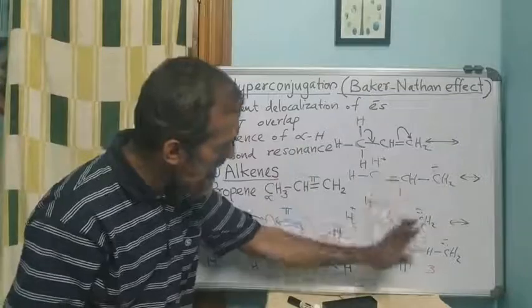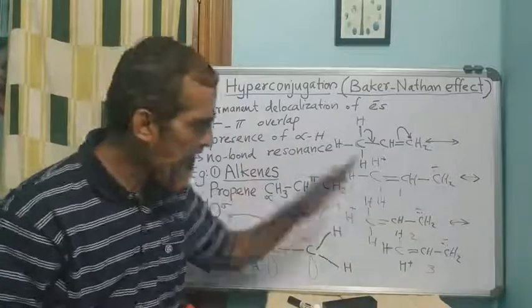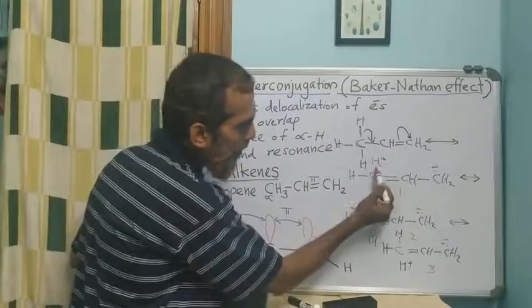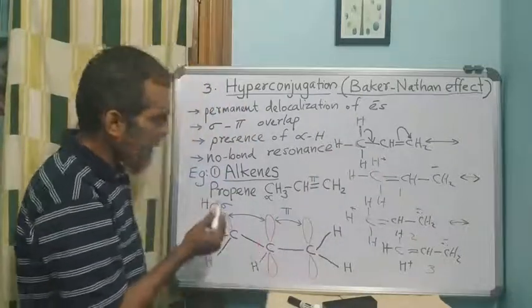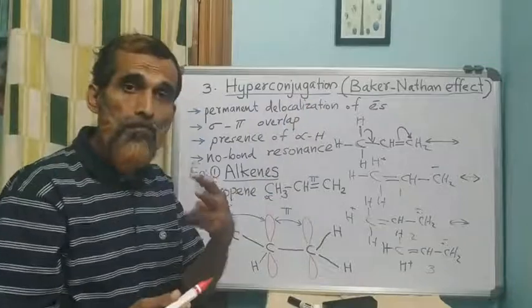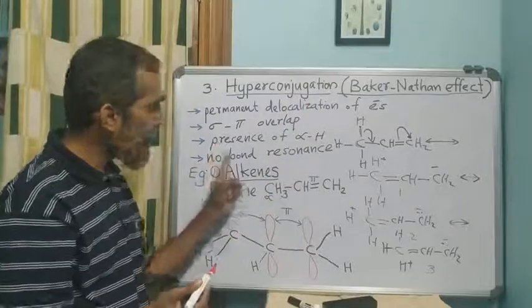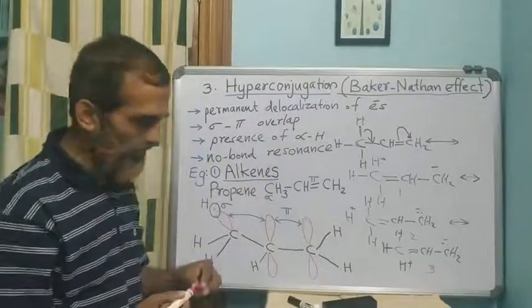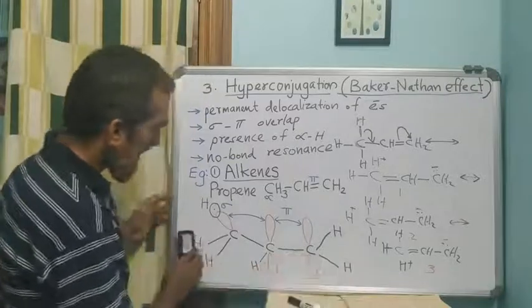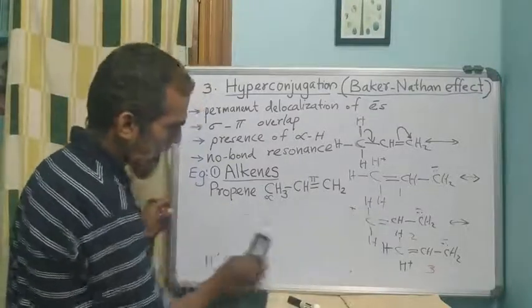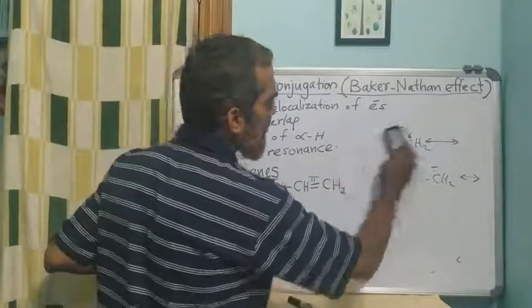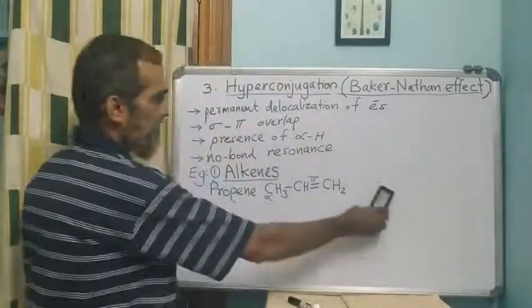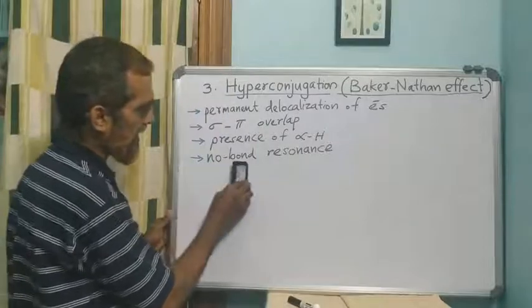Since in these resonance structures or hyperconjugative structures there is no bond between this carbon and this alpha hydrogen, this hyperconjugation is known by another name, that is no bond resonance. It's a special case of resonance. Now we will consider 2 more examples for hyperconjugation, or molecules in which hyperconjugation takes place.